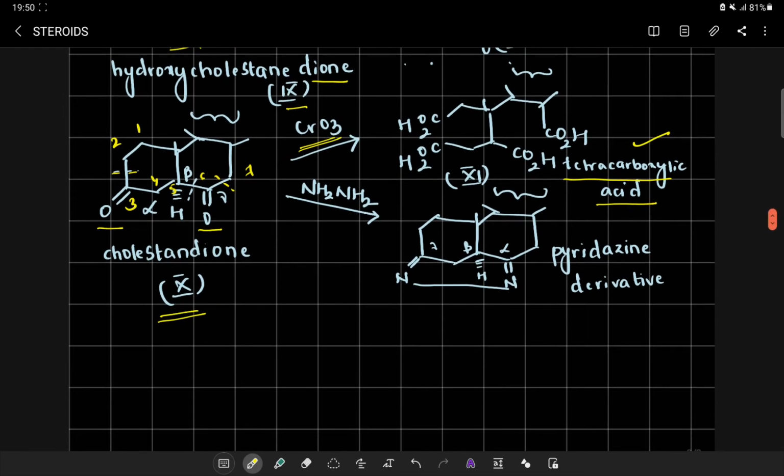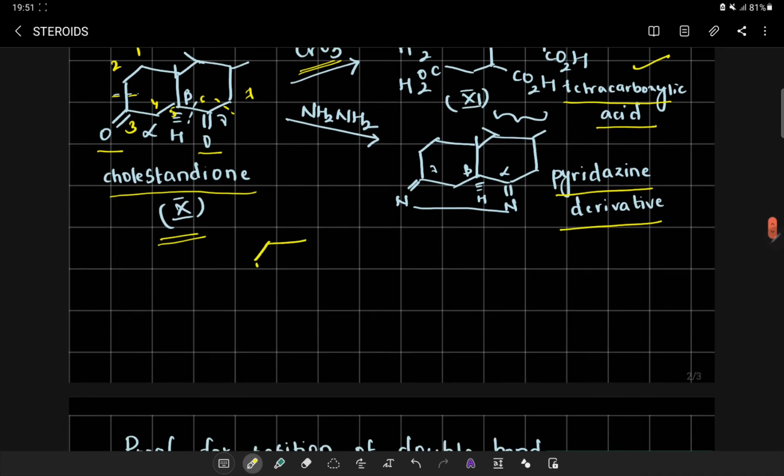Because now we can say that there is a formation of a pyridazine derivative. Now we want to say that ring B is going to have this double bond. We will be establishing that with the help of this pyridazine derivative. Since the cholesterol dione system can form a pyridazine derivative with the two ketonic groups of compound number 10, compound number 10 is nothing but the cholesterol dione system in the gamma position with respect to each other. Now when I write this system, we can observe that both the ketonic systems are gamma with respect to each other.